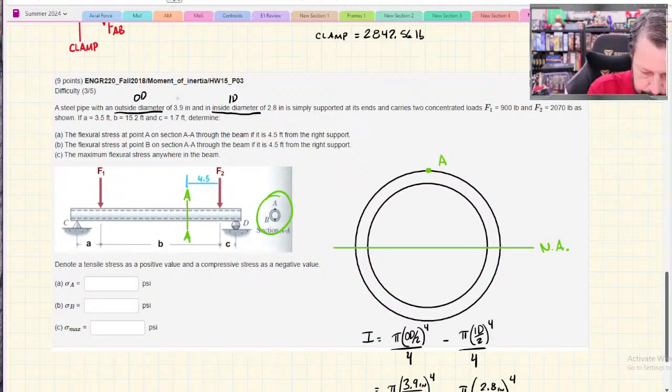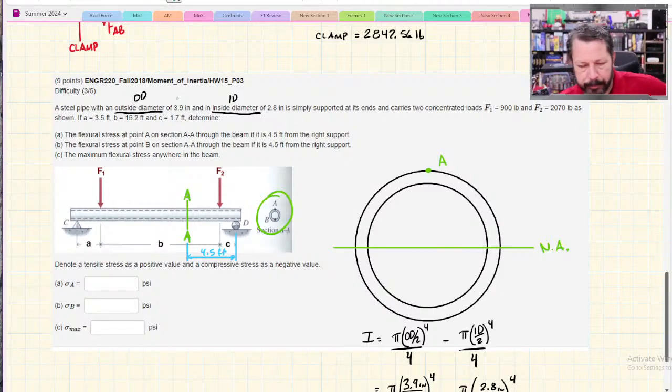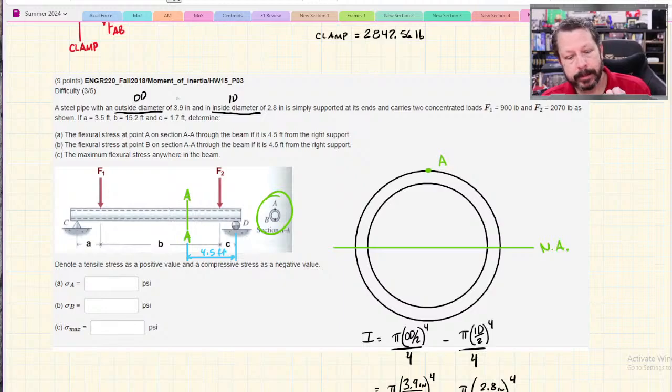Oh, no, not that distance. Sorry. If this distance is 4.5 feet. Okay. When you're given a specific section, that's usually an indication that what you need to do is not draw the whole shear and bending diagram, but cut that beam open at that section and find the internal bending moment directly.